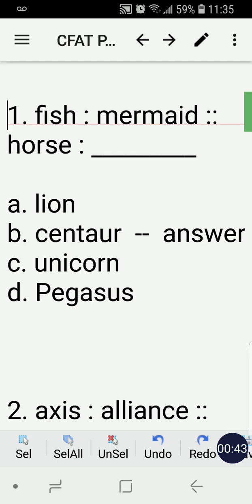Number one is a word analogy question. Fish is to mermaid as horse is to blank. A, lion. B, centaur. C, unicorn. D, Pegasus. Correct answer is B, centaur. The key here is Greek mythology. So a mermaid is half fish, half human. So therefore, centaur is half horse, half human.